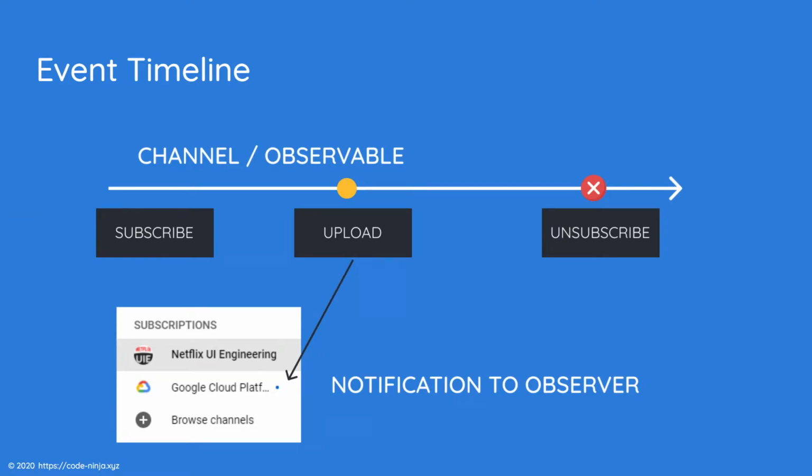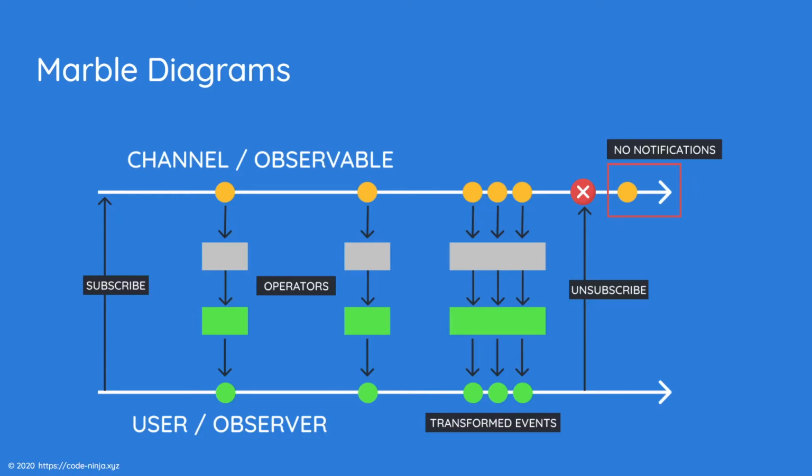This event timeline gives a very nice segue into understanding how to interpret marble diagrams. This is an example of a marble diagram. You will usually see different variations of this in different sites or documentation, but the way to interpret these diagrams can be extended across all these sites.